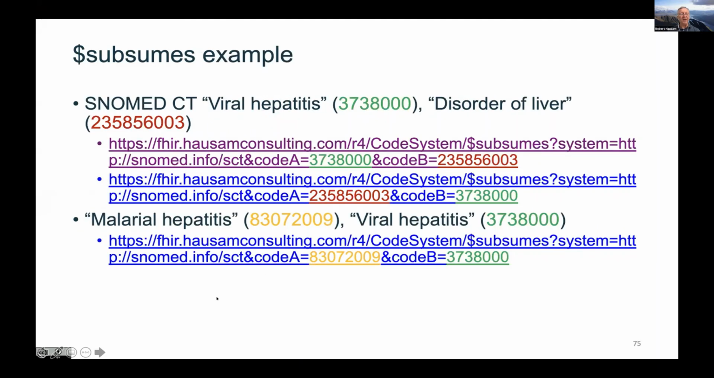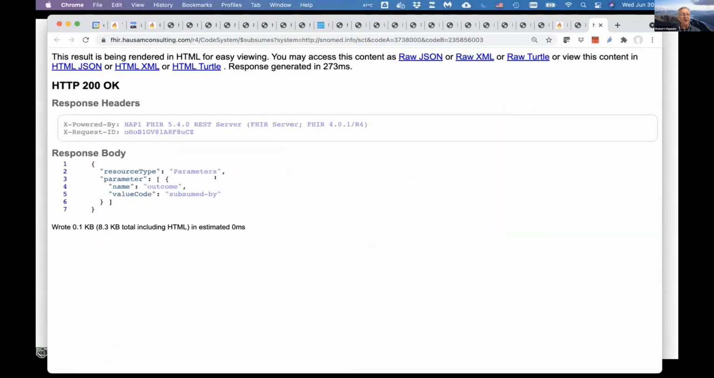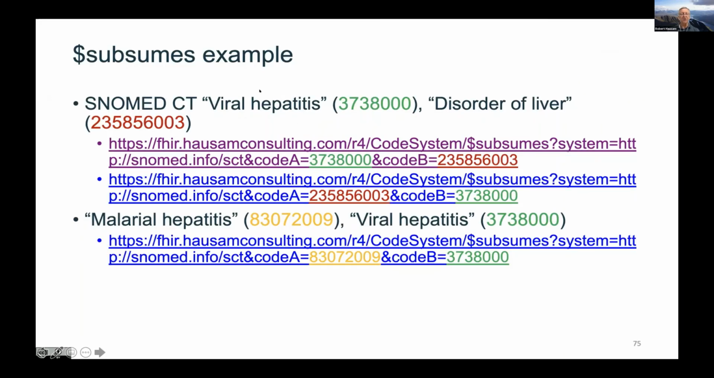Anyway, with all of that, here are a couple of examples. We're looking at the two SNOMED codes for viral hepatitis and disorder of liver. We'll start with, what's the relationship of code A, viral hepatitis, to disorder of liver? Is it going to be subsumed or subsumed by or something else? Okay, so viral hepatitis is A, disorder of liver is B. And we find out that viral hepatitis A is subsumed by disorder of liver B. And that makes sense because viral hepatitis is more specific than disorder of liver.